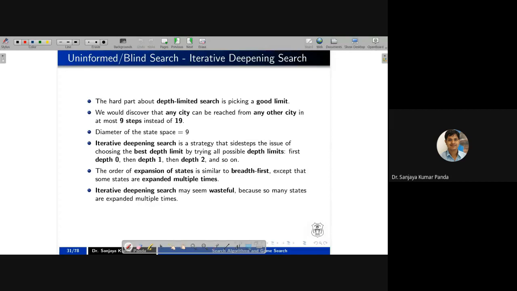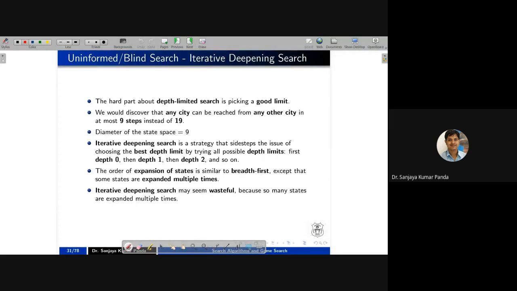So what is iterative deepening search doing here? This strategy starts with depth 0 and explores all the nodes. If at depth 0 you have not found the element, it will go to depth 1. If at depth 1 you have not found it, you will go to depth 2. The order of expansion of the states is the same as breadth first search: level wise, you explore all the nodes of a level before moving to the next level. But it is wasteful because many states are expanded multiple times.